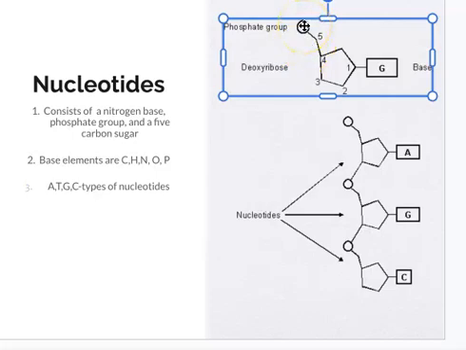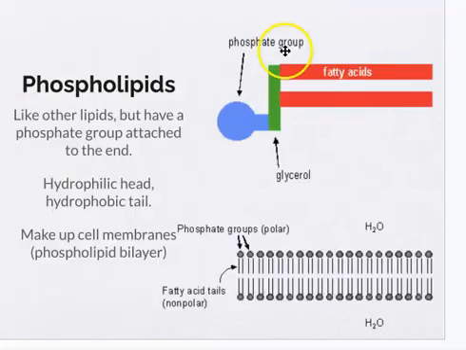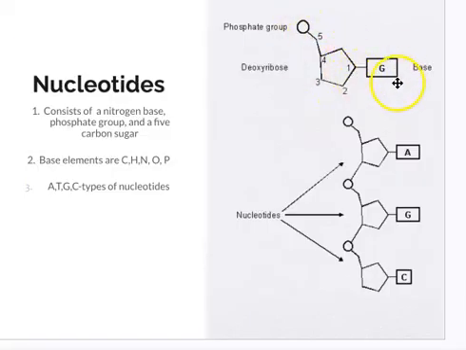Your phosphate group, if you remember phospholipids, has a circle attached to it. Let me see if I can pull up a picture. Here's a phospholipid. So this also has a phosphate group. It's just a circle connected to the rest of the molecule. And this is your nitrogen base. And the nitrogen base is what's going to be different. So the A, the G, the C, and the T are all nitrogen bases.